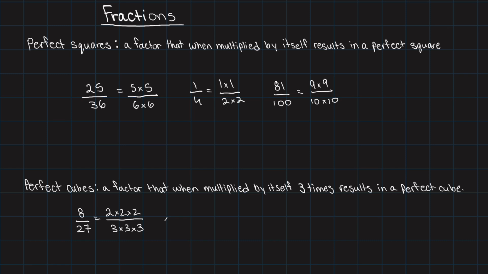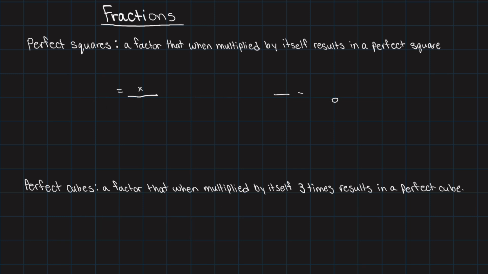Another example, just to make sure you get the idea: 64 over 125, right? Because 4 times 4 times 4, and 5 times 5 times 5. Fractions can also be perfect squares and perfect cubes.